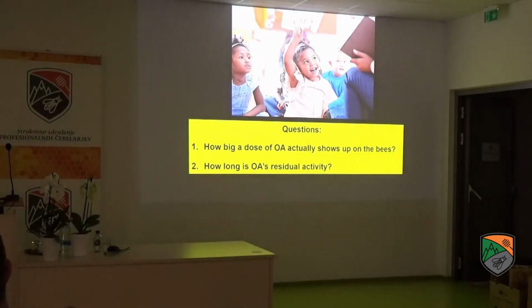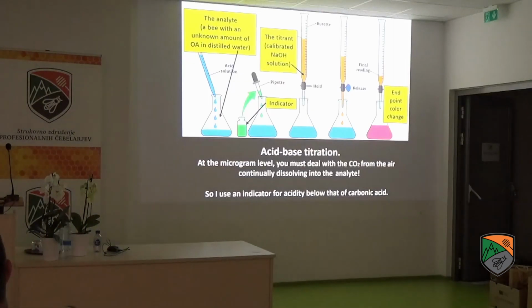So now maybe you have some questions. Well, how big a dose actually shows up on the bees? Okay, that was a theoretical dose. And the second one is then how long does it last on the bee's body after you apply it? So what Rose and I did this last year is a bunch of titration. Now this is stuff I started working on in 2017, did a lot of work in 2018. Titration is a standard high school chemical technique, okay?